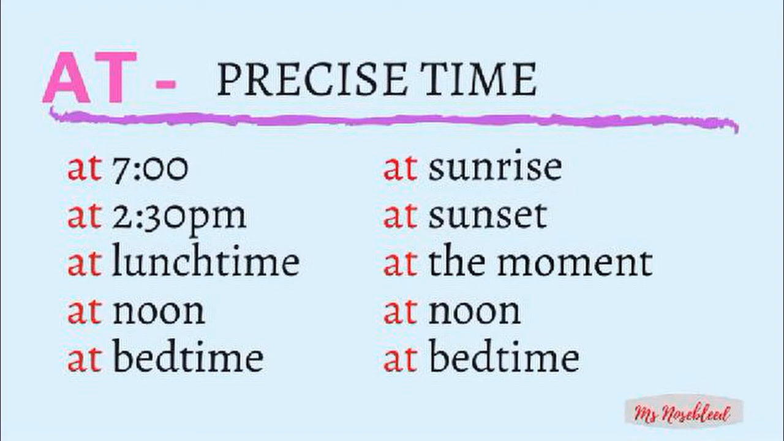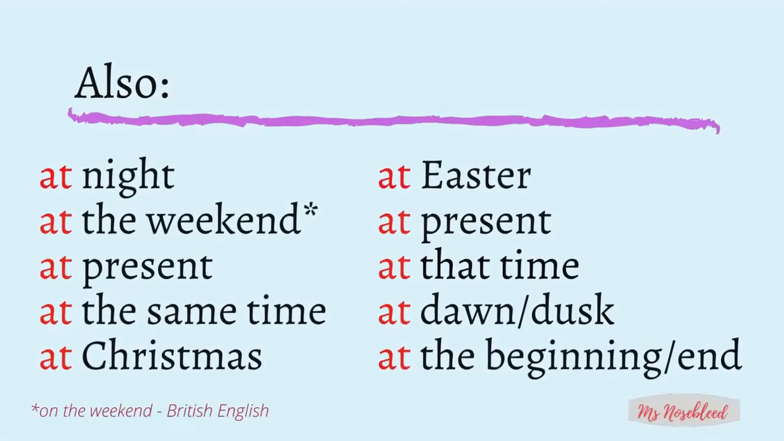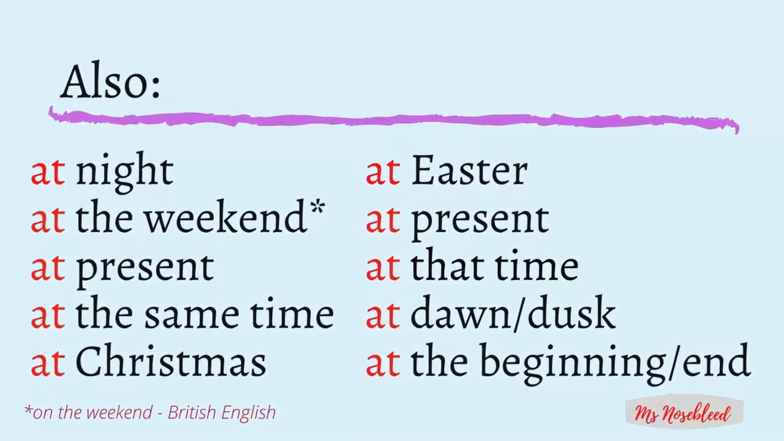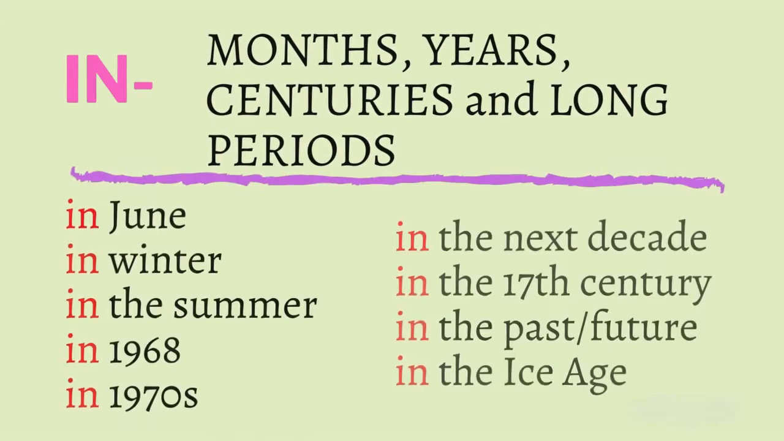You use it for sunrise and sunset, at sunrise, at sunset. Okay? All right. Also, we use at for expressions like at night, at the weekend, at present, at the same time, at Christmas, at Easter, at that time, at dawn, at dusk, at the beginning, at the end. Okay, great.